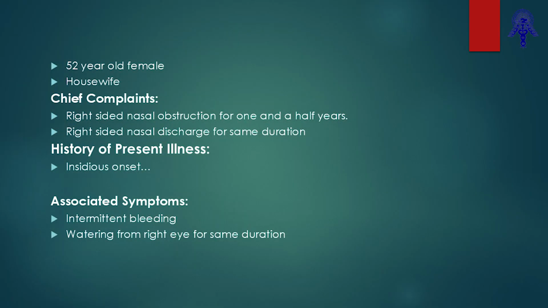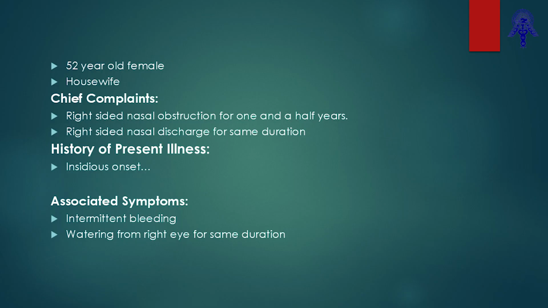Thank you. I would quickly give you this history in just one minute. We have a 52-year-old female housewife who presented with right-sided nasal obstruction for 1.5 years along with right-sided nasal discharge for the same duration. In the history of present illness, it was of insidious onset. I am not going to go through everything of the case because my next faculty will deal with that. There was also a history of associated symptoms like intermittent bleeding on blowing the nose, etc.